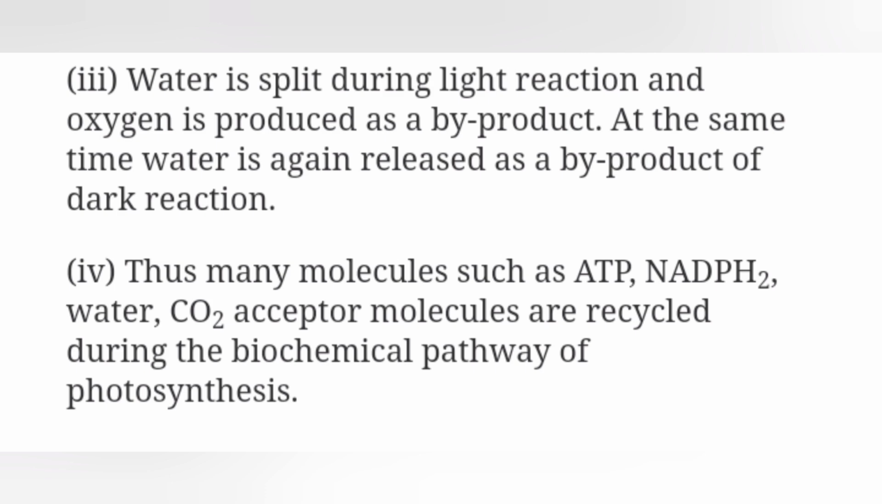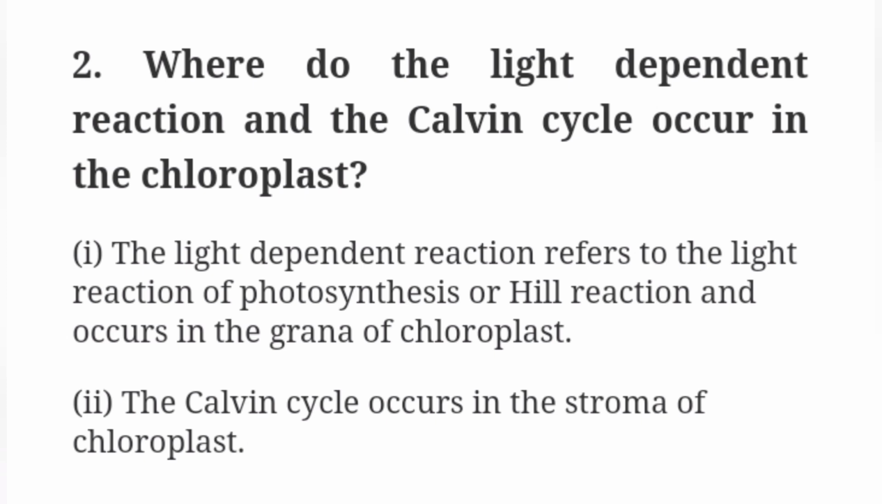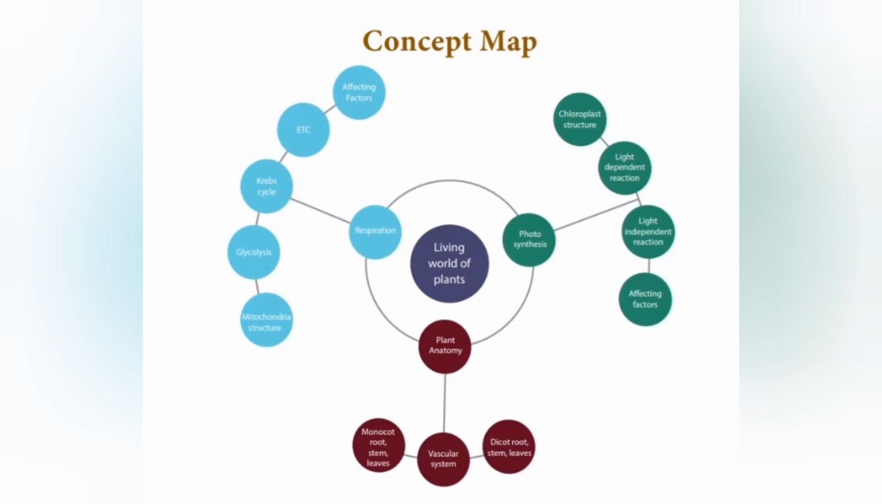of photosynthesis. Second question, where do the light dependent reaction and the Calvin cycle occur in the chloroplast? Answer, first point, the light dependent reaction refers to the light reaction of photosynthesis or Hill reaction and occurs in the grana of the chloroplast. Second point, the Calvin cycle occurs in the stroma of the chloroplast. You may draw this concept map.